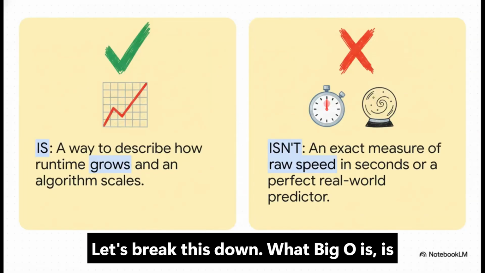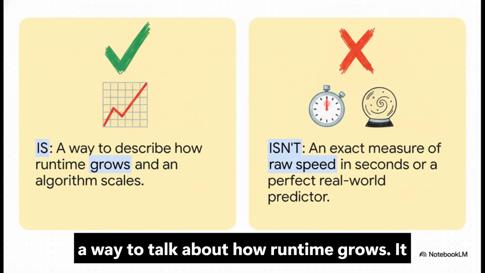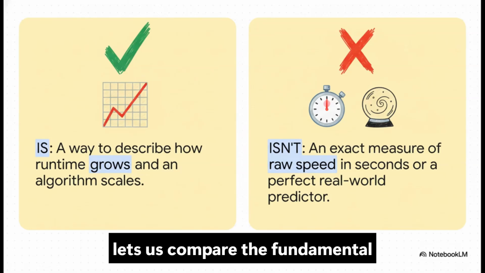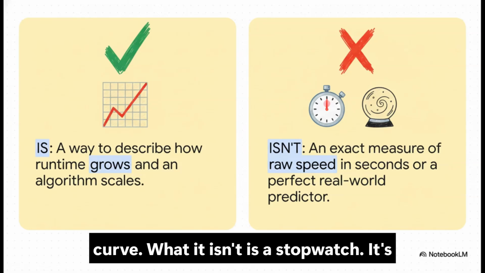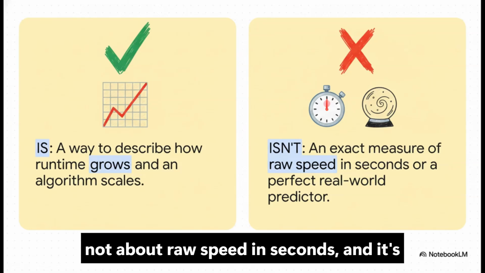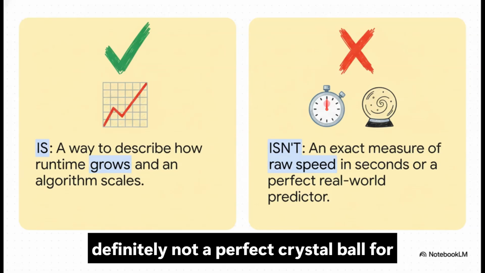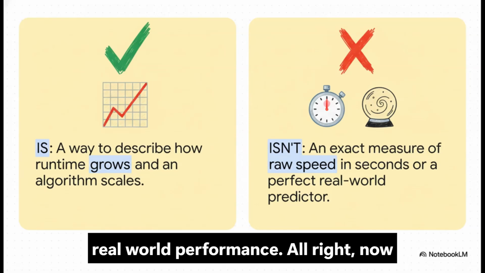So let's break this down. What Big O is: a way to talk about how runtime grows. It lets us compare the fundamental scalability of two different approaches. It's about the shape of that performance curve. What it isn't is a stopwatch. It's not about raw speed in seconds, and it's definitely not a perfect crystal ball for real-world performance.